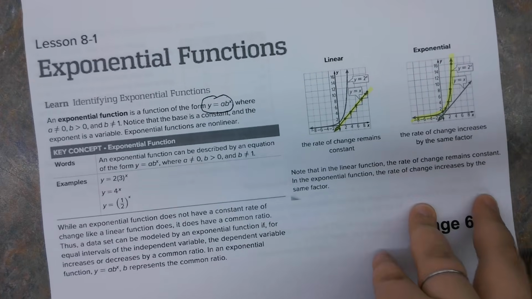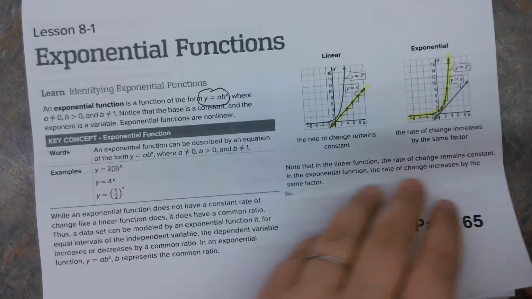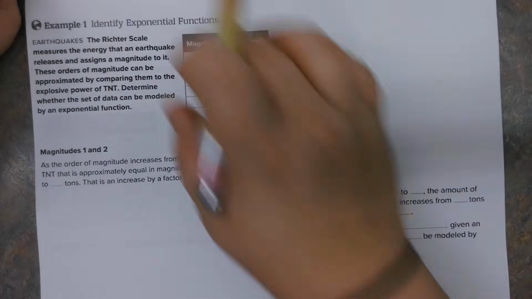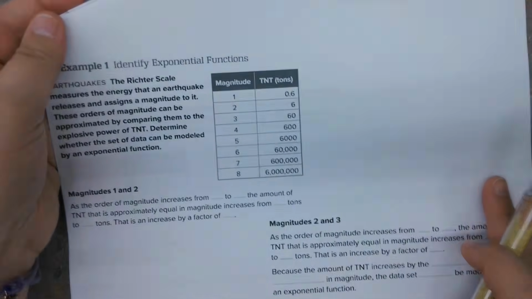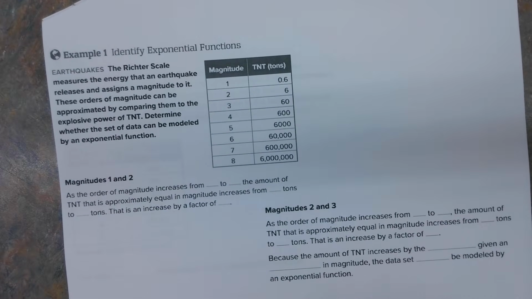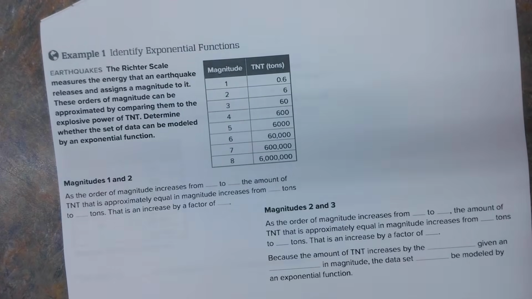Okay, so let's see what that looks like when we do math. We're going to start with a word problem. The Richter scale measures the energy that an earthquake releases and assigns a magnitude to it. These orders of magnitude can be approximated by comparing them to the explosive power of TNT. Determine whether the set of data can be modeled by an exponential function.